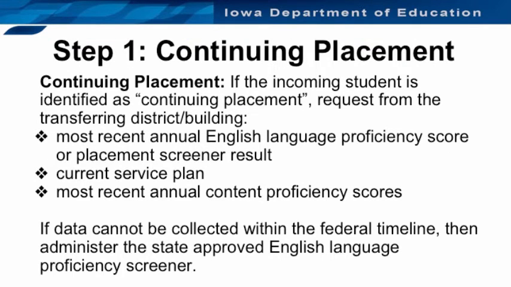Continuing placement. If the incoming student is identified as continuing placement, request from the transferring district or building the most recent annual English language proficiency score or placement screener result, current service plan, and most recent annual content proficiency scores. If this data cannot be collected within the federal timeline, then administer the state-approved English language proficiency screener.